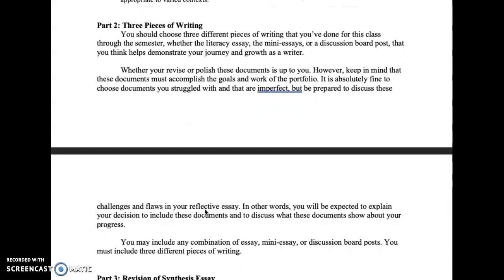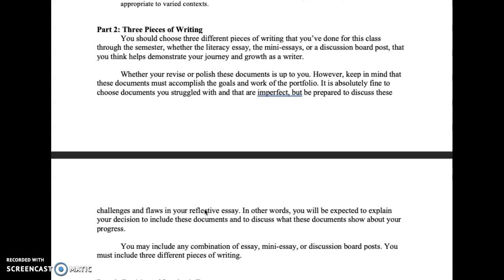Moving on to part 2, the 3 pieces of your writing. So you should choose 3 different pieces of writing you've done for this class through the semester. It can be the literacy essay, the mini essays, the discussion board posts, anything that you think helps demonstrate your journey and growth as a writer. You can include any combination of these. You can include the essay, discussion board post, and a mini essay. It doesn't matter, as long as you've got 3 pieces of writing from our class that demonstrates your journey as a writer. Now, whether you revise or polish these documents is up to you.